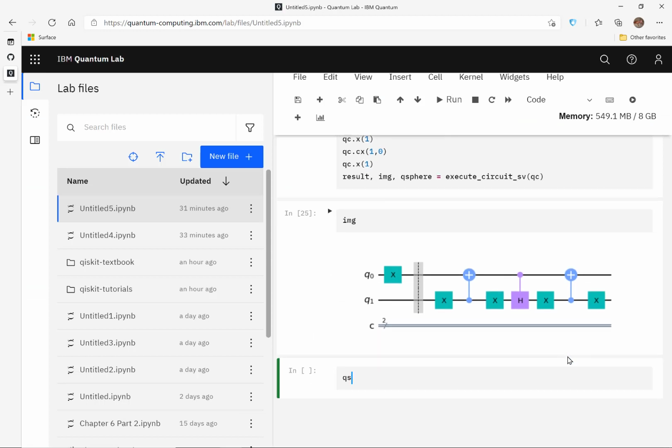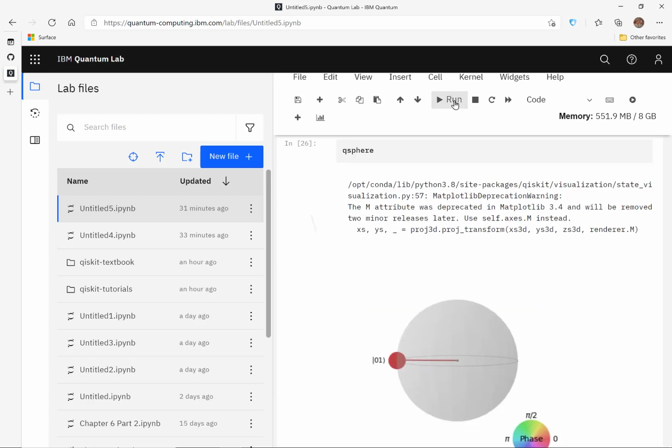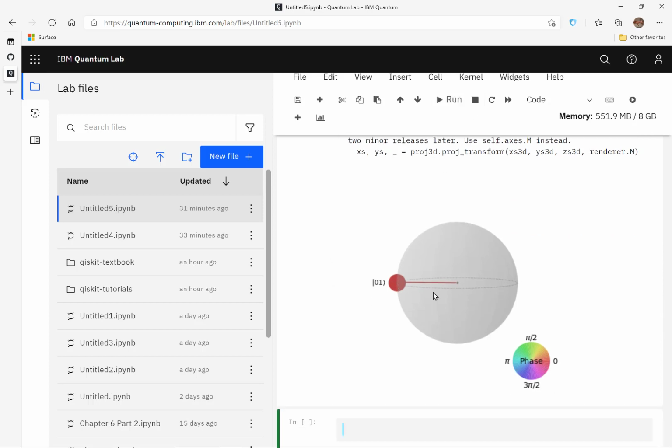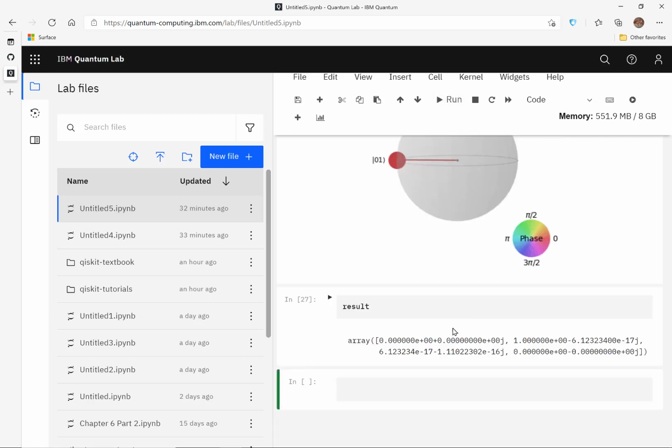Again, we can look at the results from QSphere. And that does indeed tell us that it's a positive |0,1>. You see it's red, so that's a 0 phase. But now let's check with the result. And sure enough, here we see a 0 for our first coefficient, 1 for our second coefficient, 0 for the third coefficient, and 0 for the fourth coefficient. So this is 1 in the second coefficient, which is the |0,1> ket. So that looks good. Now let's try |1,0>.